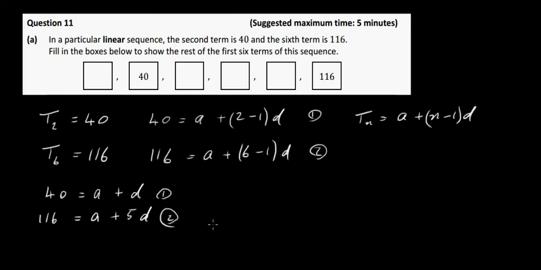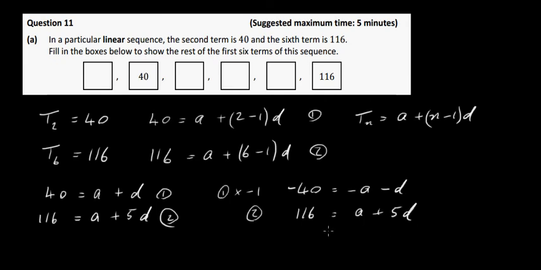Now, looking at these two, what I'm going to do here is try and cancel the a's. So I'm going to take equation 1 and multiply it by minus 1. So I'll have a minus a and a plus a. That'll give me minus 40 is equal to minus a minus d. And equation 2 will just simply be 116 is equal to a plus 5d.